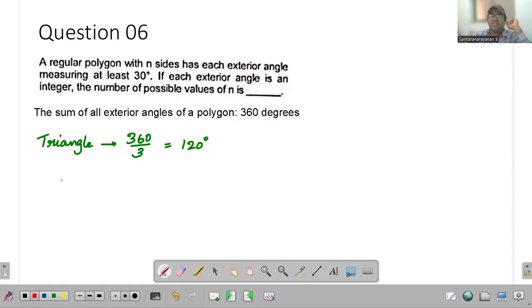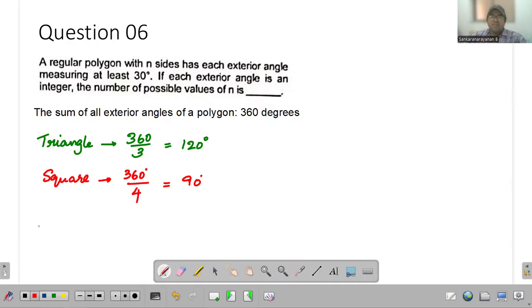So let us consider a regular quadrilateral, that is nothing but a square. The sum of all the exterior angles is 360 degrees, and we have 4 of them. So 360 upon 4, the measure of an exterior angle, is equal to 90 degrees. What can we infer here? As the number of sides increases, the measure of an exterior angle keeps decreasing.